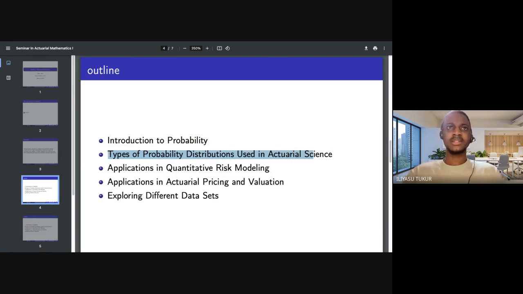Then we look at types of probability distributions used in actuarial science, because there are a lot of probability distributions. I can tell you, my colleagues and I did some work, and maybe we'll use that distribution because we invented one kind of probability distribution.